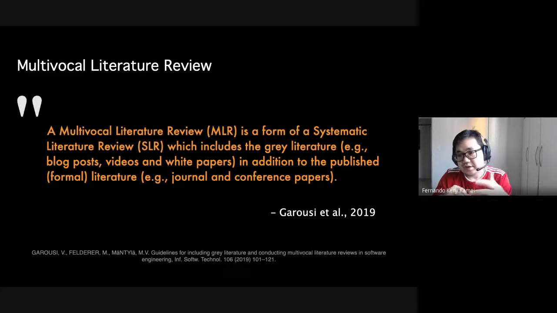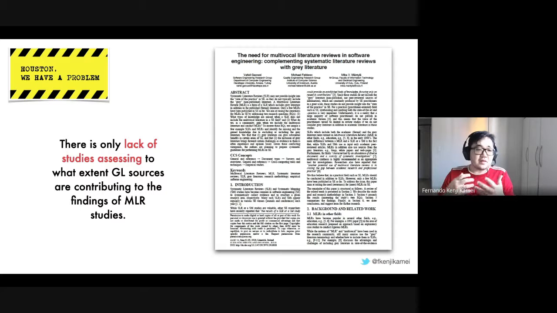Among the types of secondary studies, there is the multivocal literature review. That is a form of systematic literature review, which includes gray literature in addition to the published or traditional literature. Even with the increase of secondary studies using gray literature in recent years, few studies are investigating how gray literature is used properly to contribute to these studies. We identified only one study published in 2016 with this purpose. Since then, several multivocal studies have been conducted.